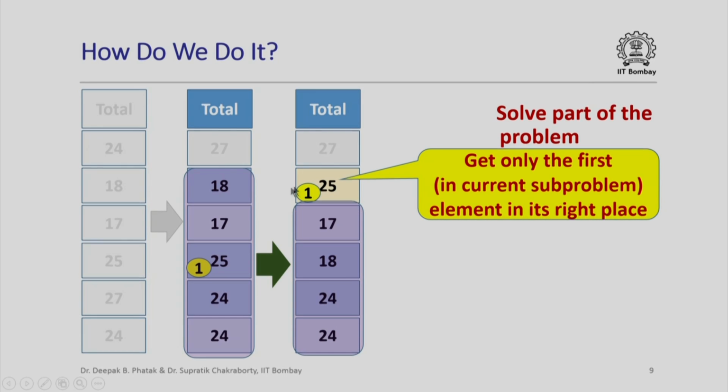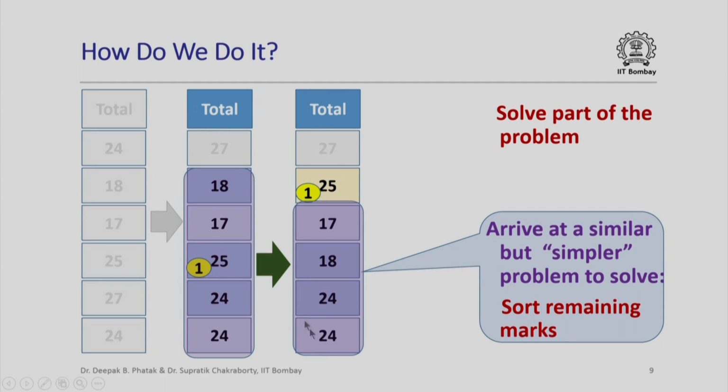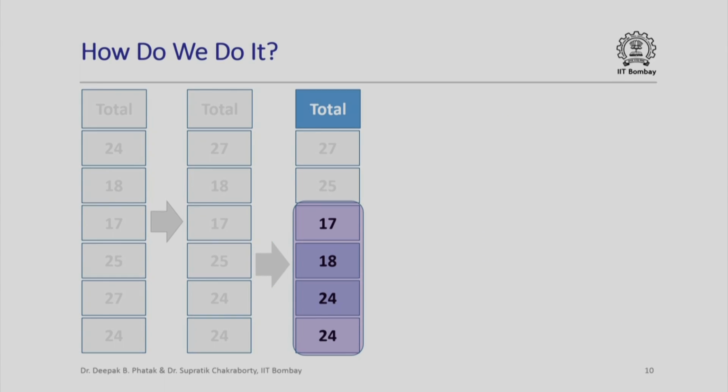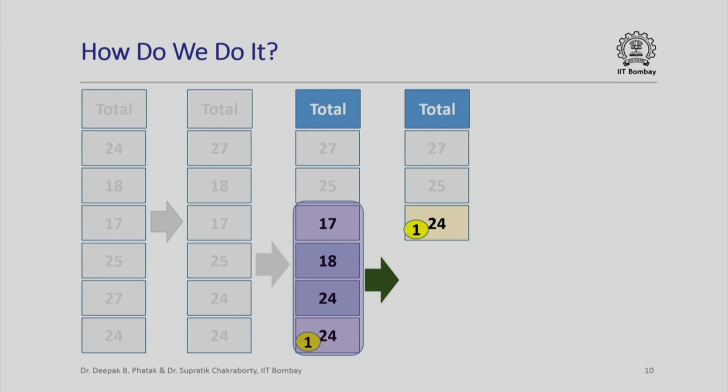Once again, because I have moved 25 from here to this position, whatever was there at that position earlier, that is 18, has been moved back here. And once again, we have a similar but simpler problem to solve, which is to sort the remaining marks. And we could keep doing this. We could say, okay, to sort the remaining marks, let me find the maximum one.